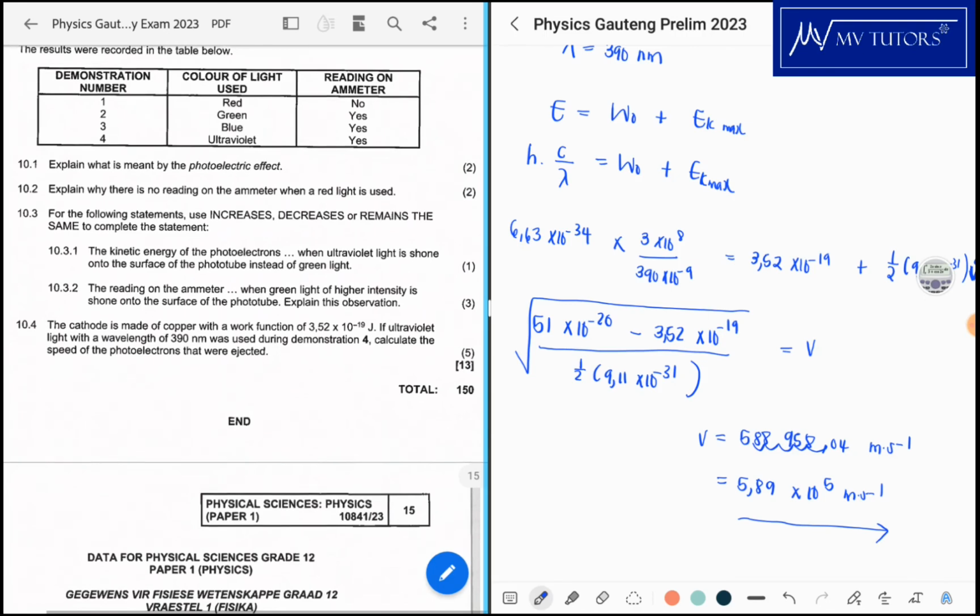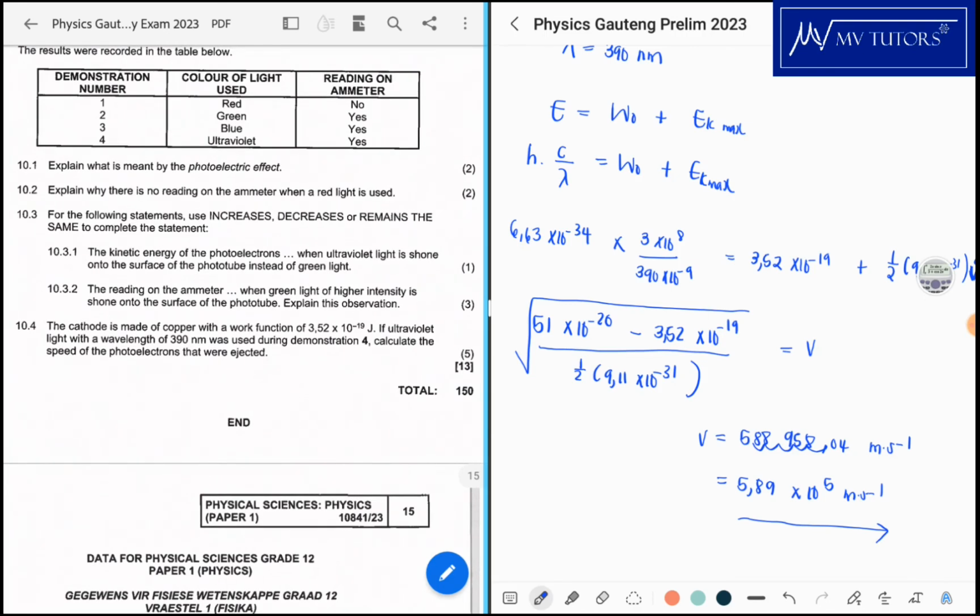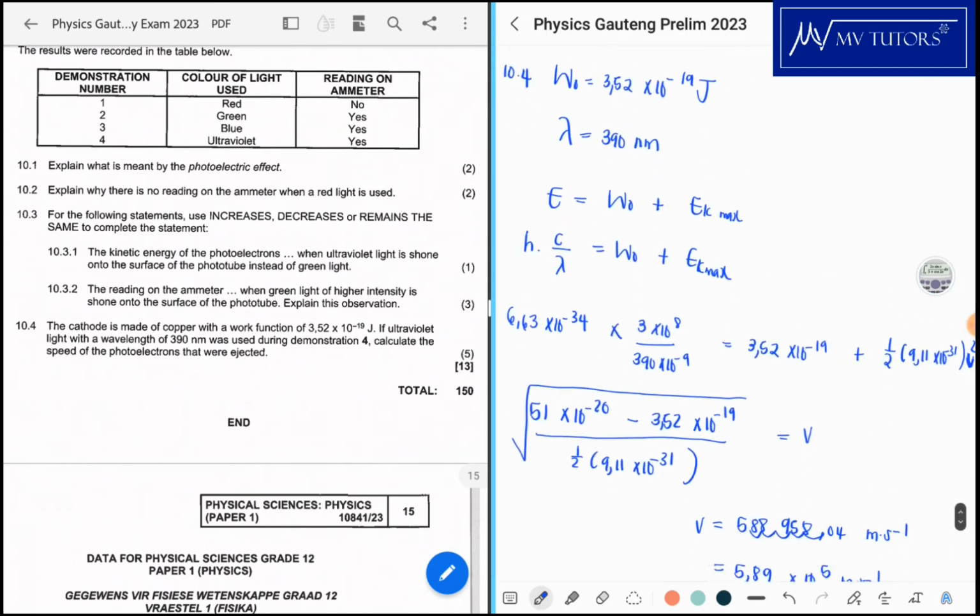And are we officially done? Yes, we are. 10.4, and that is paper 1.